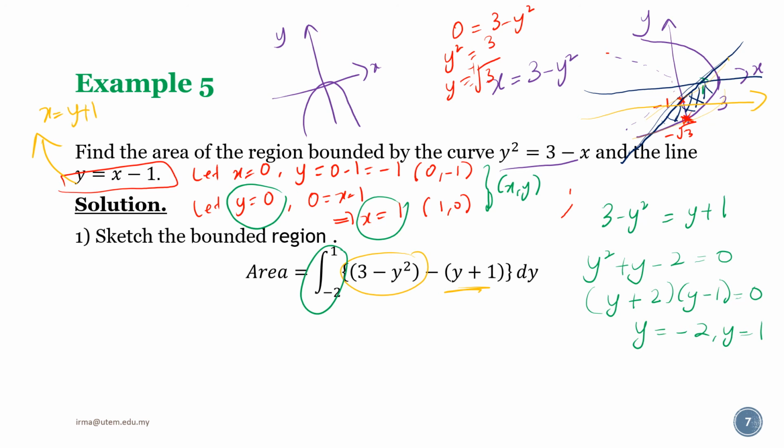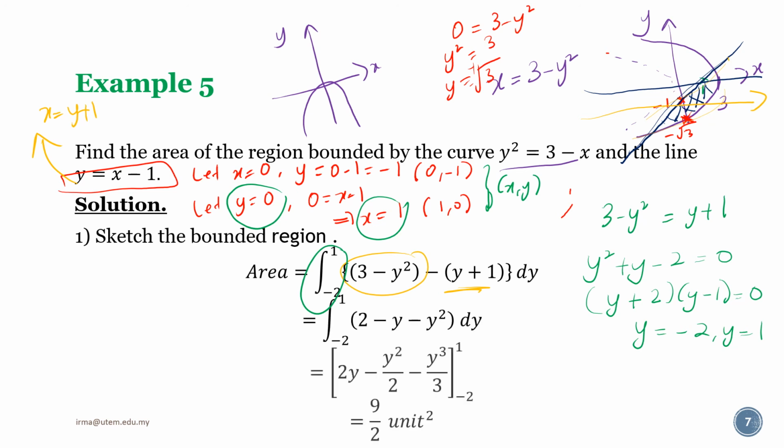Again, this one is just a simple integration, a simple function that you can integrate directly. Simplify it and solve it, and you get 9 over 2 unit squared.